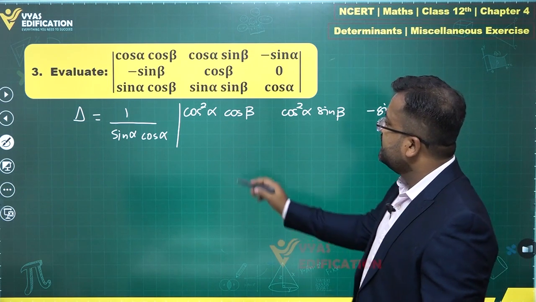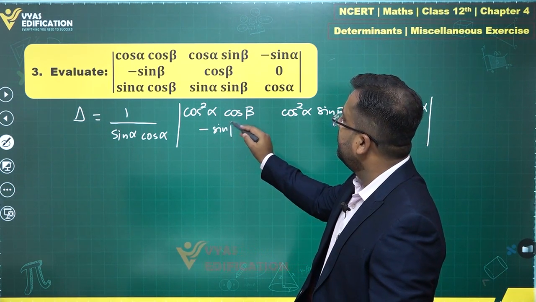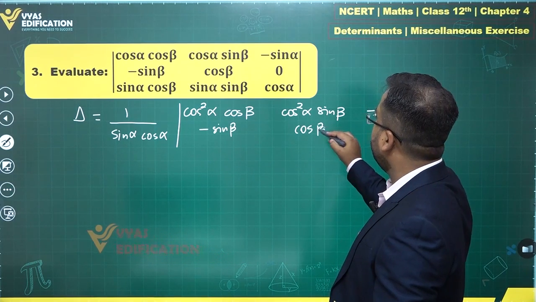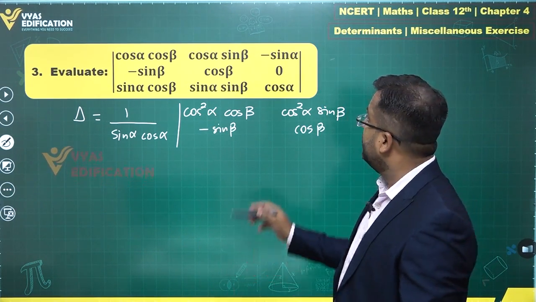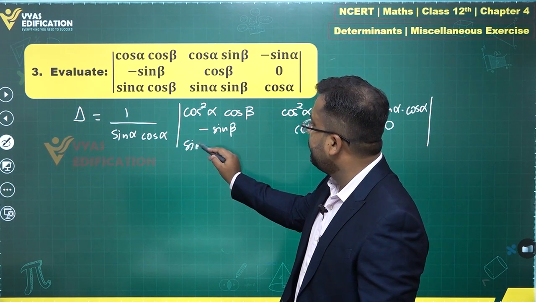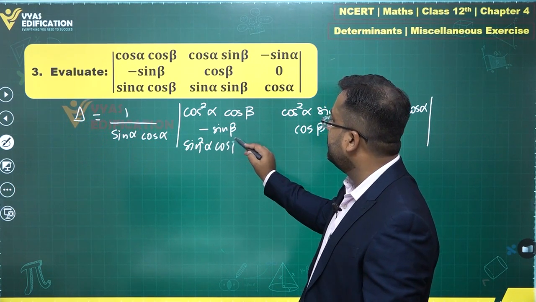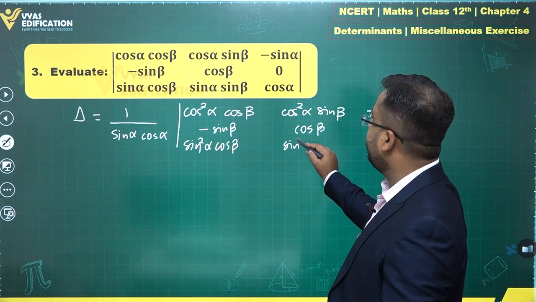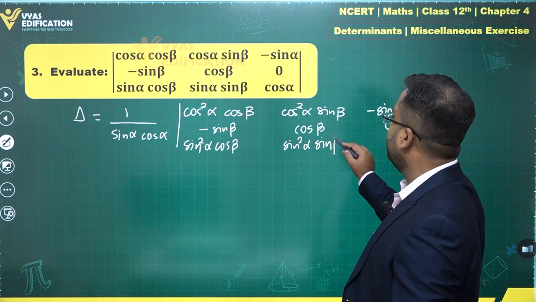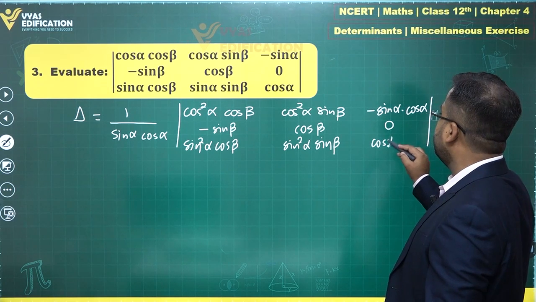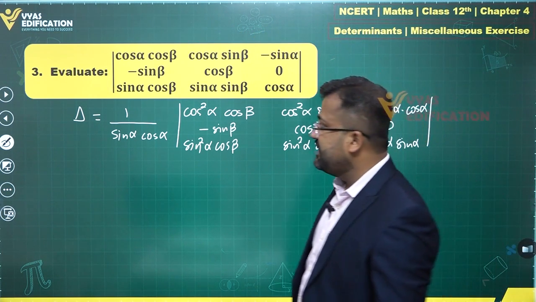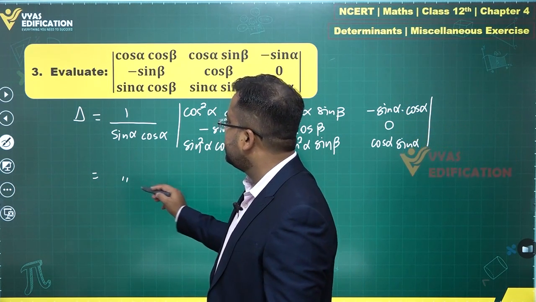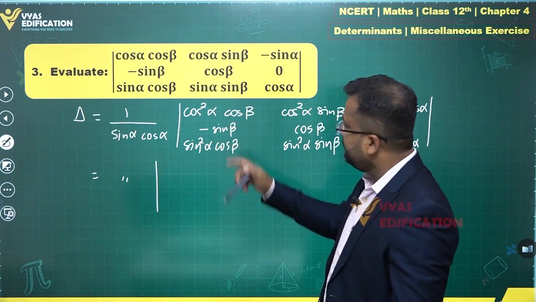Okay, what next? This is minus sin beta, this is cos beta, and this is 0. This has to be multiplied by sin alpha, right? So this becomes sin square alpha cos beta, sin square alpha sin beta, and this becomes cos alpha sin alpha. Okay, now let's add this over here. R1 can be replaced by R1 plus R3. This remains as it is. What will this become? Sum of this and this.